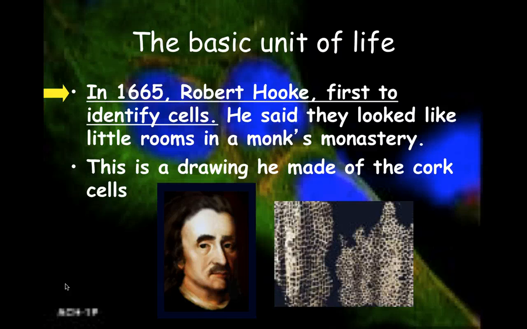Well, in 1665, Robert Hooke was the first to identify cells. He said they looked like little rooms in a monk's monastery. So you can see a picture of Robert Hooke, and then next to that is a drawing that he had made of cork. Cork is a plant. It's from a tree. And in this image, what he saw were these little boxes, and those boxes represent individual cells. And the part that you can actually see is the cell wall. But they look like the empty boxes for the most part.